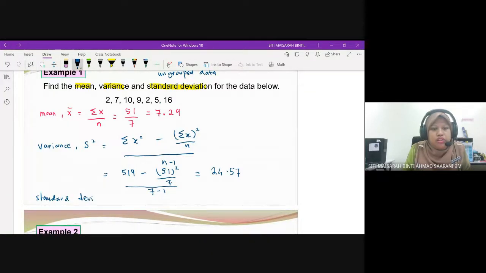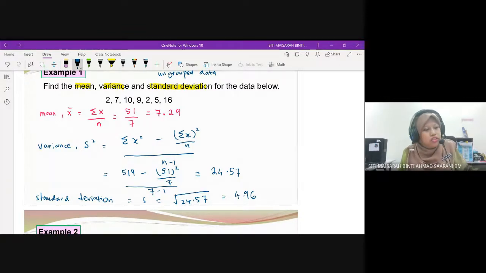Then standard deviation is the square root of variance. So S equals the square root of 24.57. For this one, if you have the black and white calculator, you need to press the arrow. So this one is 4.96. Okay, so now we have the mean, variance and standard deviation that the question asked for. Okay, can we move on? Okay, madam. Alright, we move to example 2.